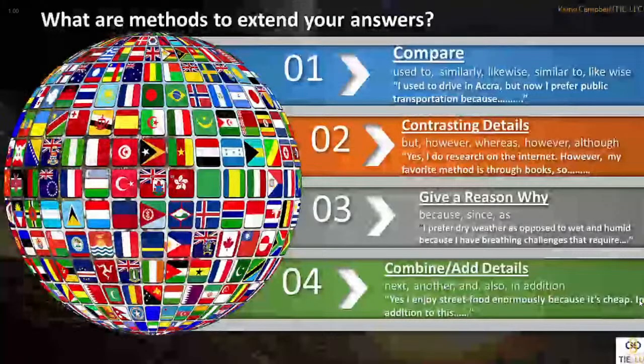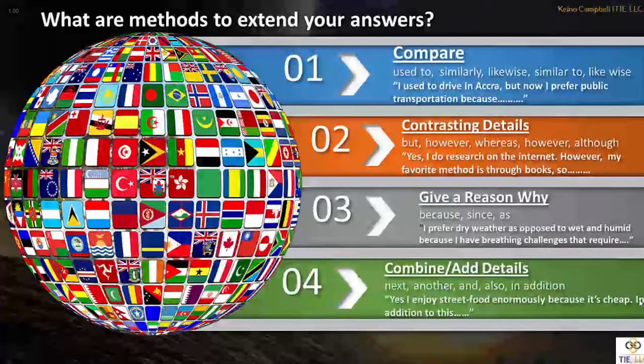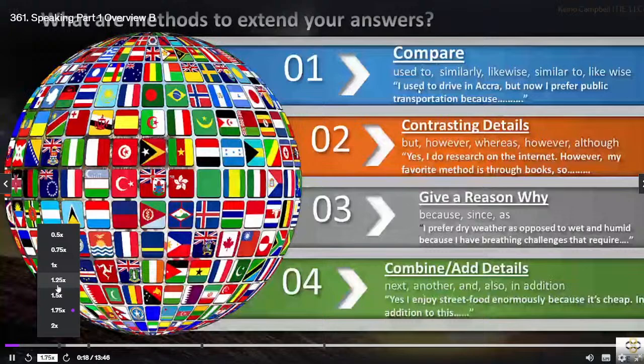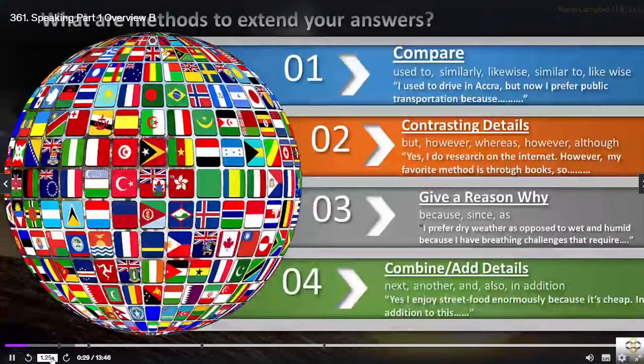So, how can you extend your answer? Now, what we're getting into now is really the key to your doing a great job on part number one. How do you extend your answer? Well, you can compare. I used to drive in Accra, but now I prefer public transportation because. Next, you can contrast details to extend. Yes, I do research on the internet. However, my favorite method is through books.